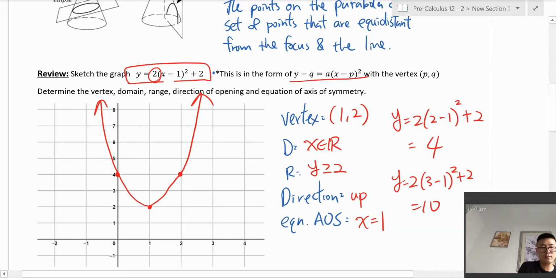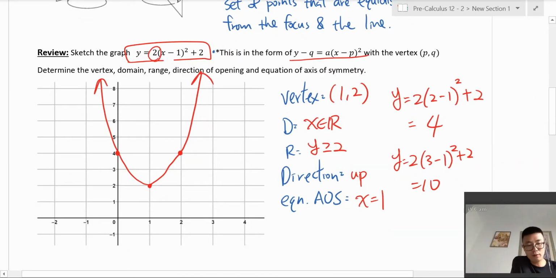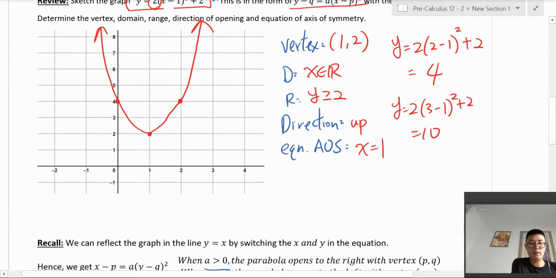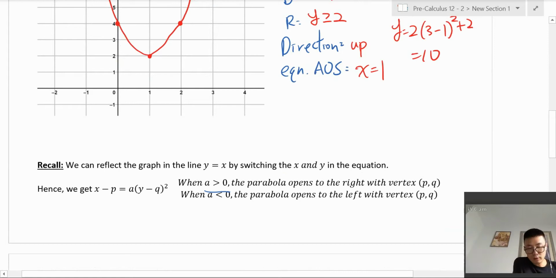Okay, so again, this is our old friend, the regular kind of parabola that we dealt with. This one opens up because the value of a is positive. It would open down if the value of a is negative.